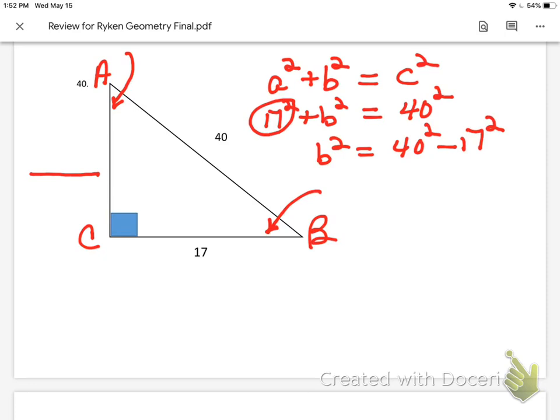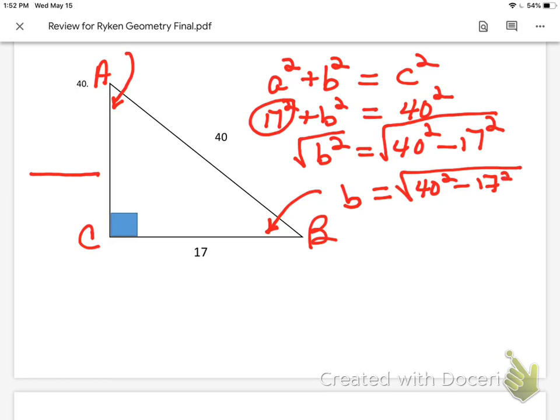Okay, so don't grab your calculator yet. Write down this step. Your side length B is going to equal the square root of 40 squared minus 17 squared. Now take your calculator. Square root of 40 squared minus 17 squared, enter, equals a length of 36.2. Remember, everything is rounded to the nearest tenth. So on this red line, I'm going to put 36.2.